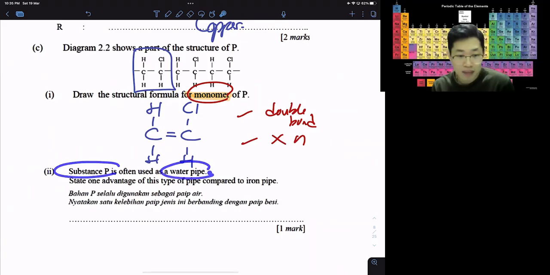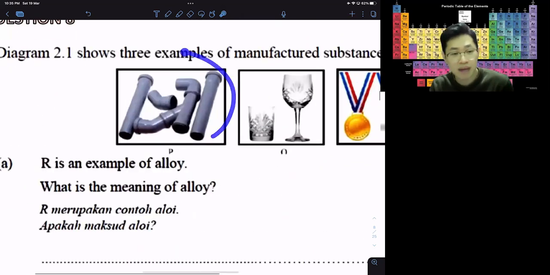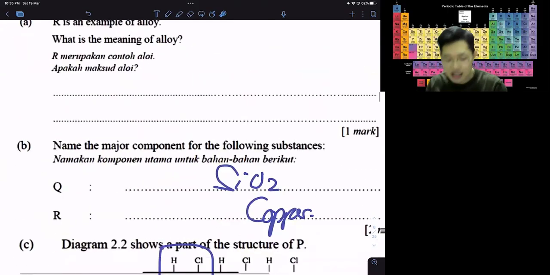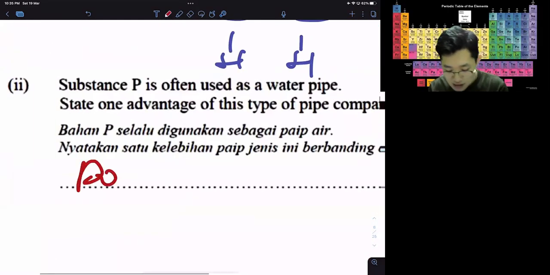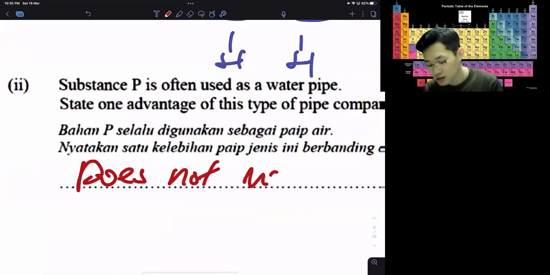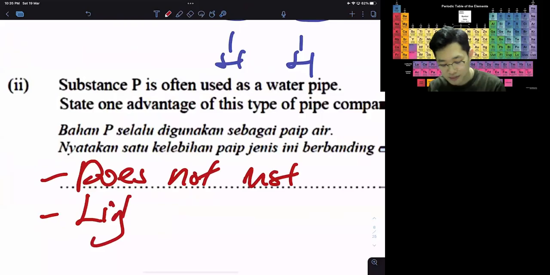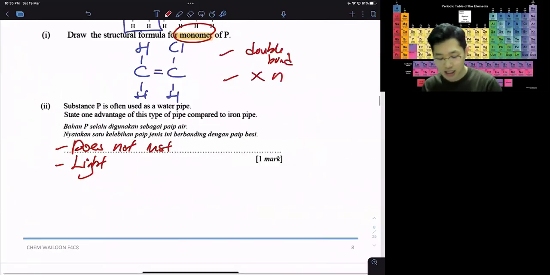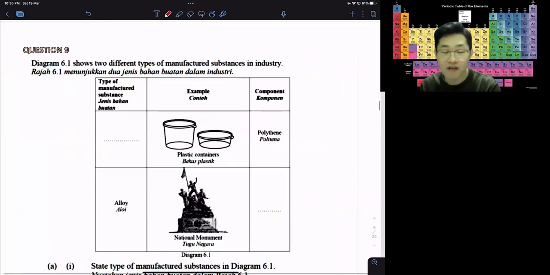P is often used as a water pipe. One advantage of this pipe compared to an iron pipe. What is so good about this PVC pipe compared to iron? Plastic pipe. Yes, very good. It does not rust. Or you can say that it is lighter than the iron or steel pipe. Okay, just like that. And actually also because of low cost, but we don't write low cost there.